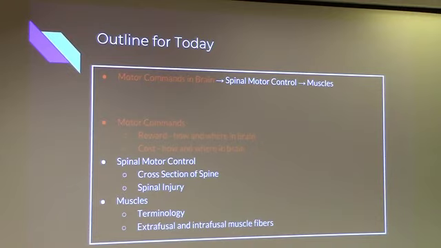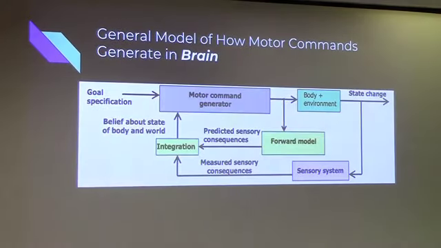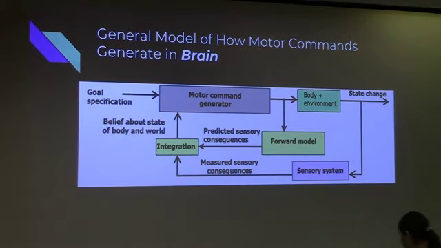So to start off, we'll talk about the motor commands in the brain. When I talk about the model, this is the model that he presents for how you make decisions in the brain regarding motor commands. Goal specification essentially just refers to, hey, I want to move my hand to the left. That's a goal, and your brain has specified a goal.